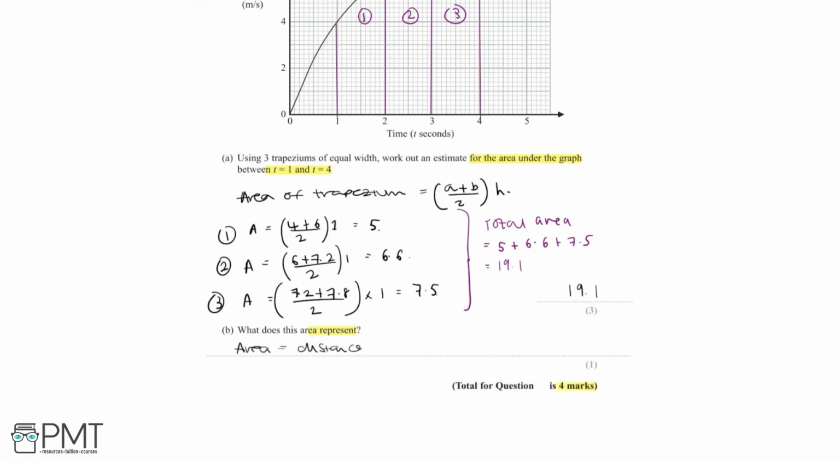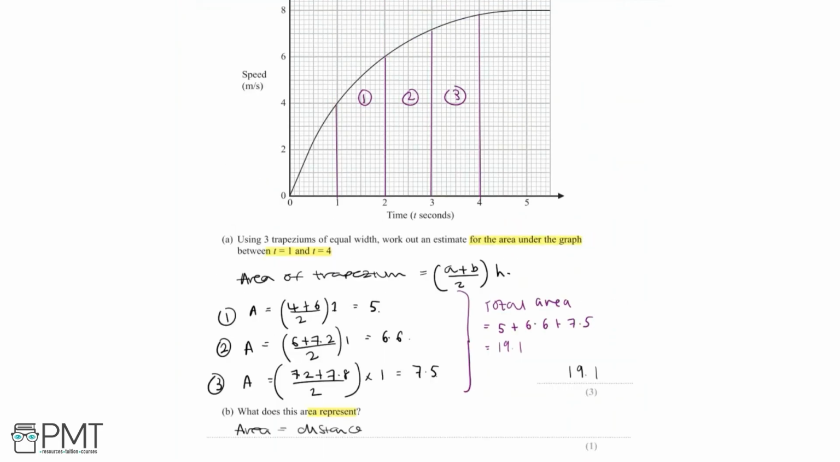Now this question is worth 4 marks. We get the first mark for splitting our area into 3 trapeziums of equal width, and for knowing that to find the area of a trapezium, we need to use a plus b over 2 multiplied by the height. We get the second mark for finding the area of each trapezium and adding them together in order to find the total area. And we get the third and final mark in part A for getting the correct final answer that the area under the graph is equal to 19.1.